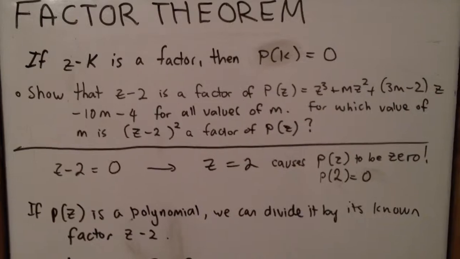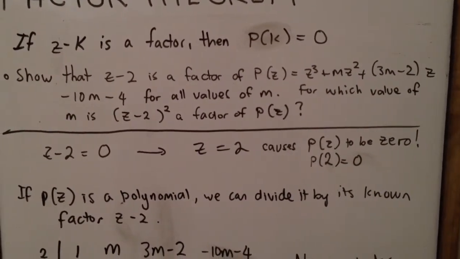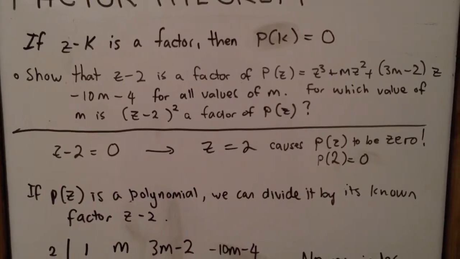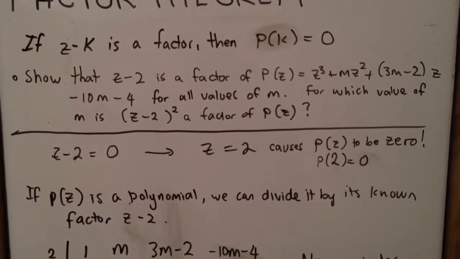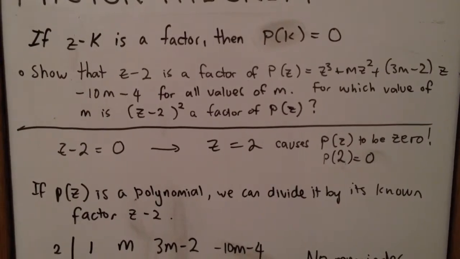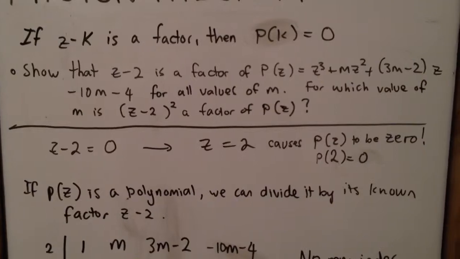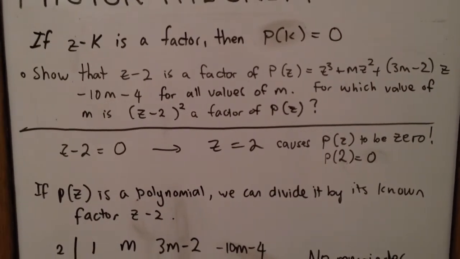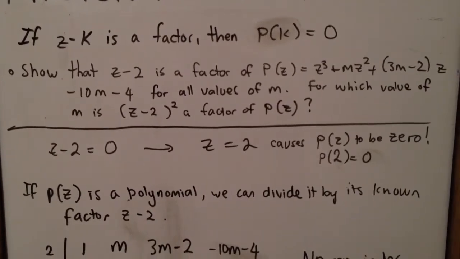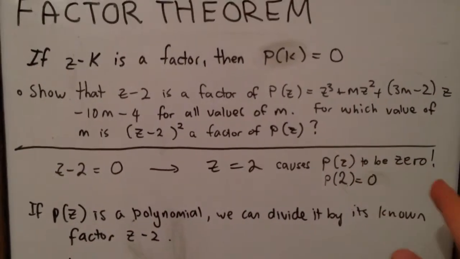Show that z take 2 is a factor of p of z equals, and we've got a polynomial here. We're using z's in terms of x's. Really, that's just a notation thing. We generally do that because z could be any input we want. It doesn't have to be a real number. It could even be a complex number, for example. But we're going to deal with real polynomials for a moment, a polynomial that has real coefficients.